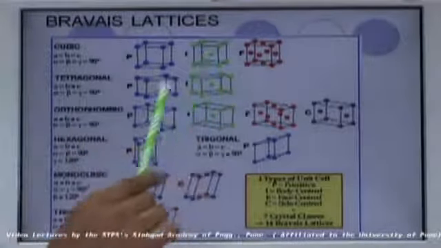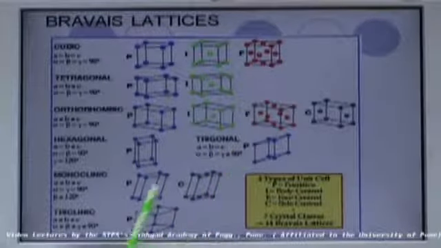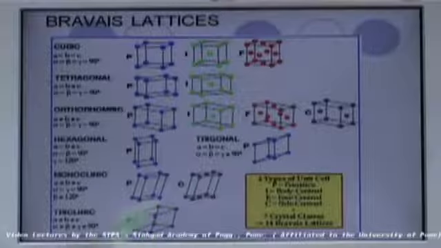1, 2, 3, 4, 5, 9, then 11, 12, 13 and 14. So thus 14 Bravais lattices are there.